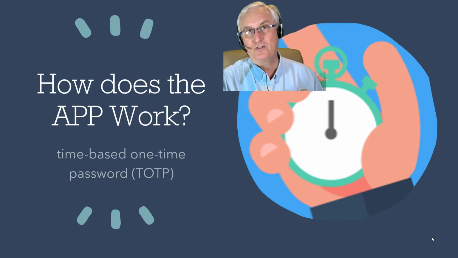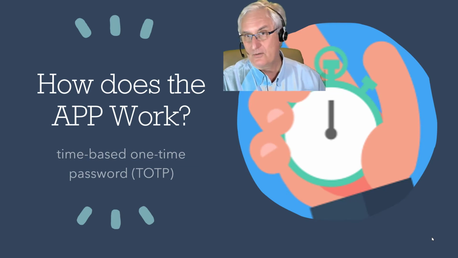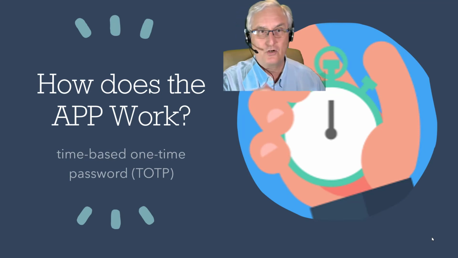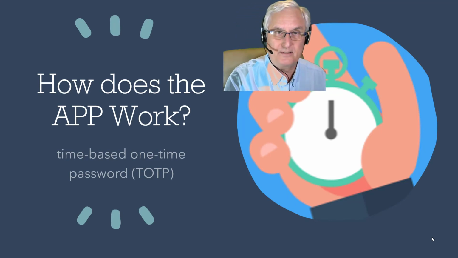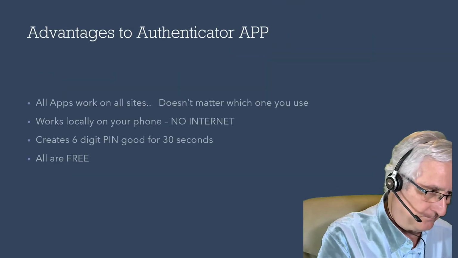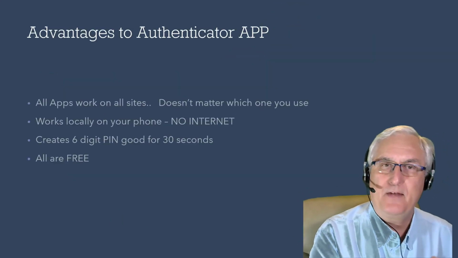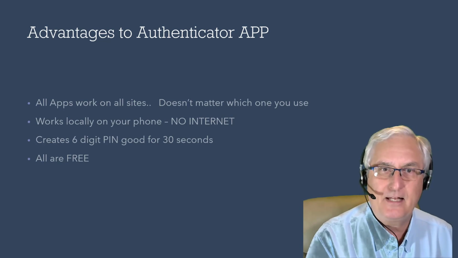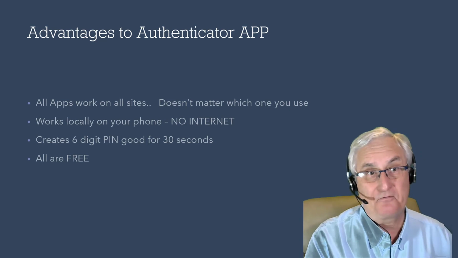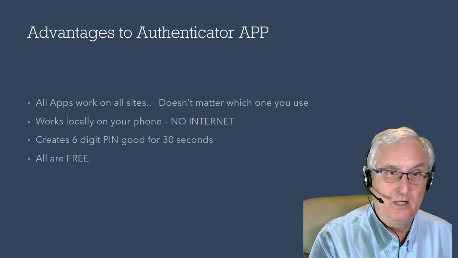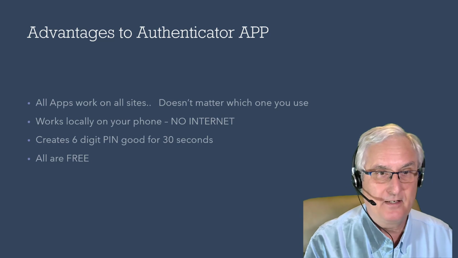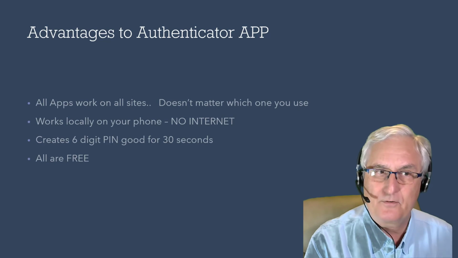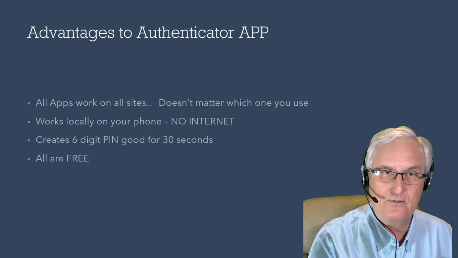So now when you're logging into your Google account and it asks what is the 6-digit code, you just open the app and you'll see it. So what are the advantages of the Authenticator app? The app works on all sites, it doesn't matter which one you use, and they're all free. It works locally on your phone, so you don't even need to be connected to the internet. It creates a 6-digit code that's good for 30 seconds, and then you just enter that in.